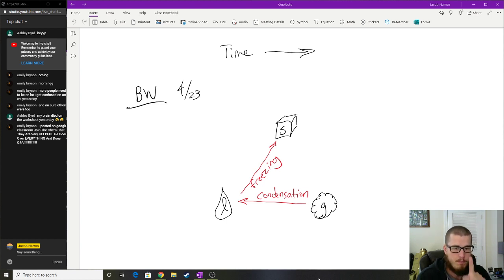All right, so we have freeze and we have condensation. Now, both of these I did in red for a reason. I'll talk more about that in a moment. The next two I'm going to do in blue, also for a reason.